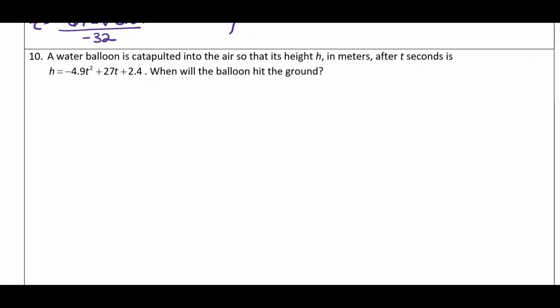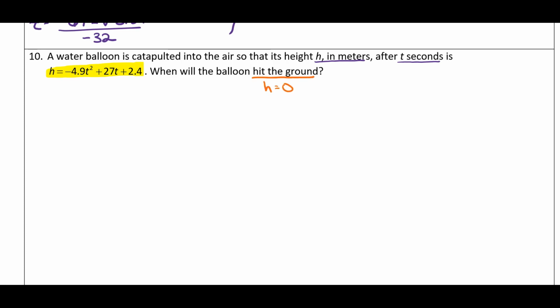Okay, so number 10. Now, notice this one, I'm looking at the equation immediately. As soon as I look at it, the equation's popping out. I have h equals negative 4.9 t squared plus 27t plus 2.4. Now, I can choose to keep it as decimals, or we can get rid of the decimals. It's really up to us. I'm going to leave the decimals this time because it's a word problem. So we have a water balloon being catapulted into the air so that its height in meters after t seconds is this function. When will the balloon hit the ground? Hit the ground is a height of 0. It's when it's on the ground.